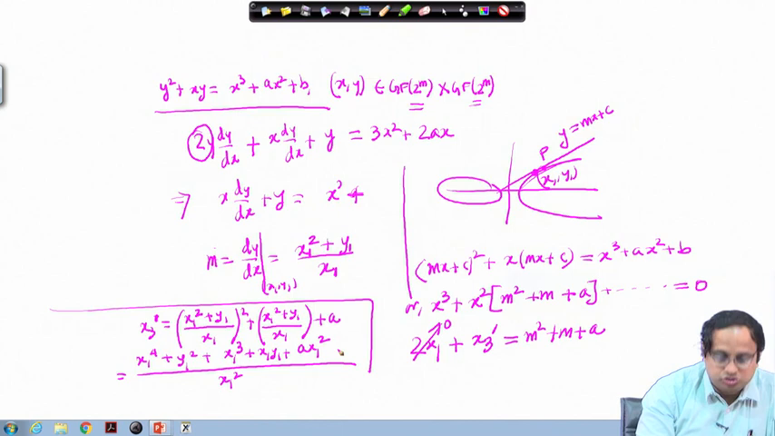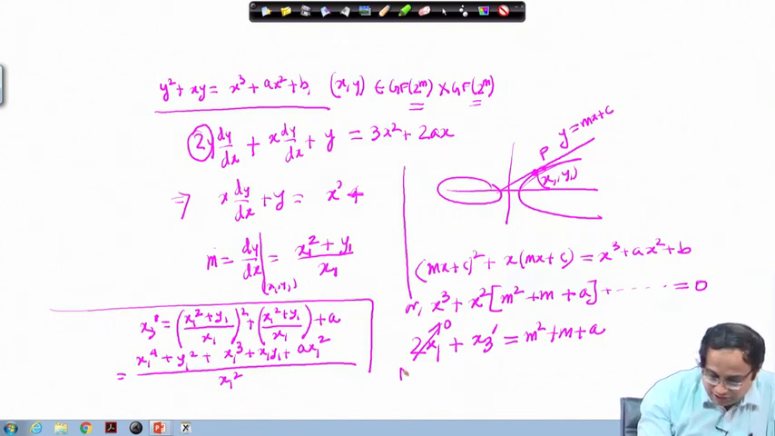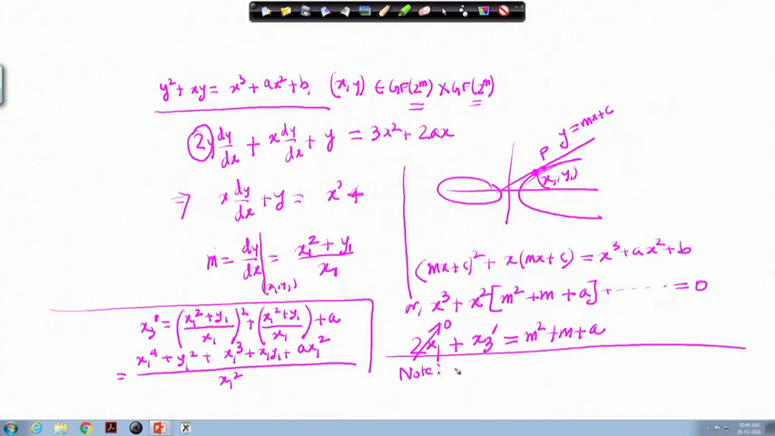Now you can observe that since x 1 comma y 1 is a point on the curve, I will have y 1 squared plus x 1 y 1 is equal to x 1 cube plus a x 1 squared plus b. That means y 1 squared plus x 1 cube plus x 1 y 1 plus a x 1 squared, you can write as nothing but x 1 to the power of 4 plus b by x 1 squared.